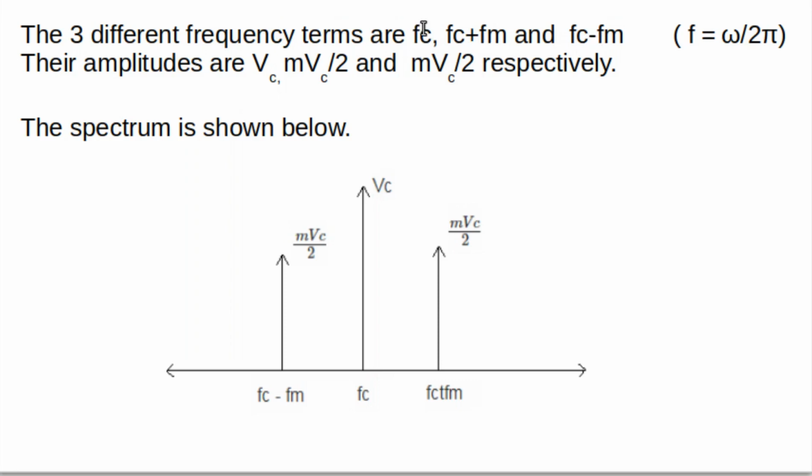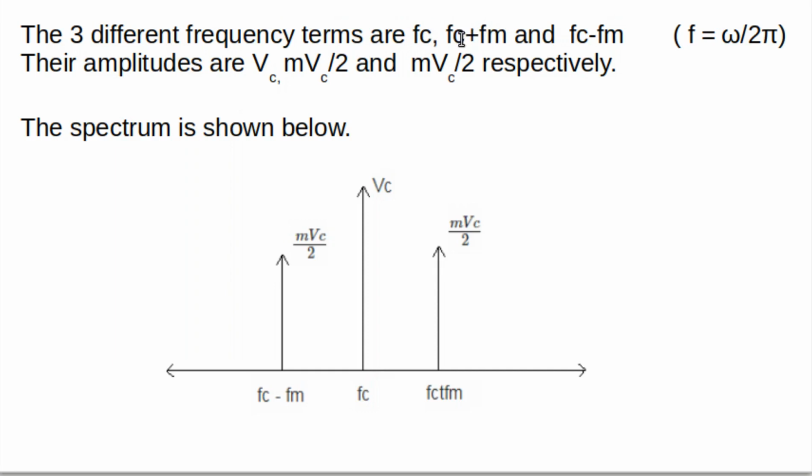So this one is the carrier frequency. This higher frequency, fc plus fm, is called the upper sideband frequency, and the lower frequency, fc minus fm, is called the lower sideband frequency. Now we can see these two terms, fc plus fm and fc minus fm, are on either side of the carrier frequency fc, and the frequency separation between the upper sideband term and the carrier is fm.